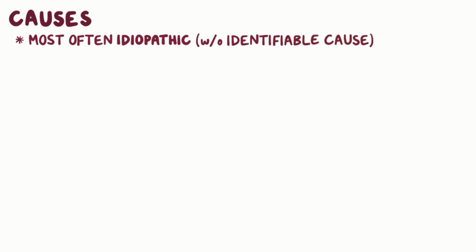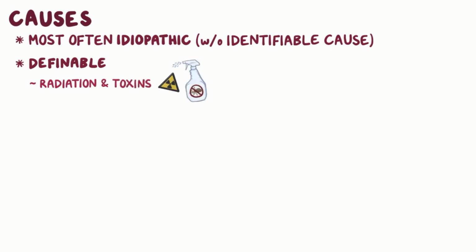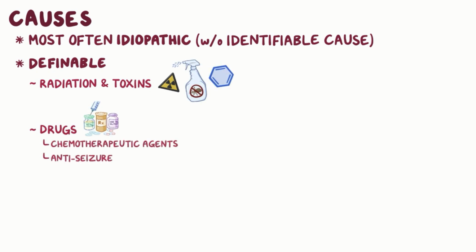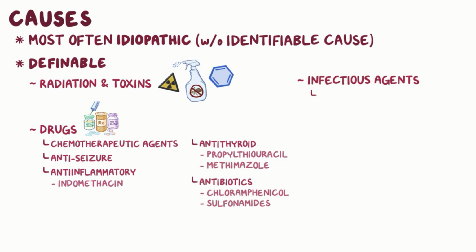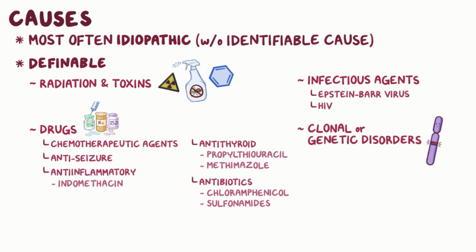Now, there are many causes of aplastic anemia, but the disease is most often idiopathic or without an identifiable cause. Definable causes of aplastic anemia include radiation and toxins like insecticides or industrial agents that contain benzene. Drugs that may cause aplastic anemia include chemotherapeutic agents, anti-seizure medications, anti-inflammatory medications like indomethacin, anti-thyroid medications like propylthiouracil and methimazole, and antibiotics like chloramphenicol and sulfonamides. Infectious agents like the Epstein-Barr virus or HIV, and clonal or genetic disorders can also cause aplastic anemia.